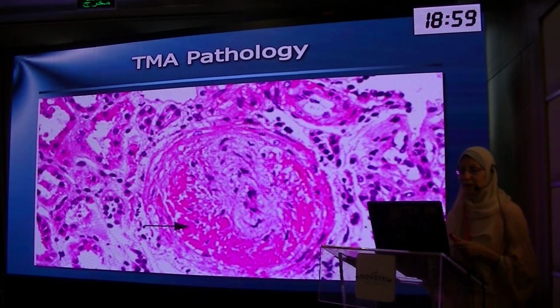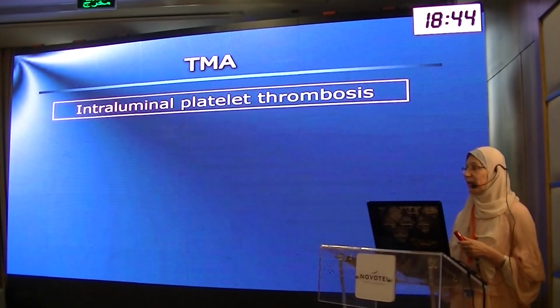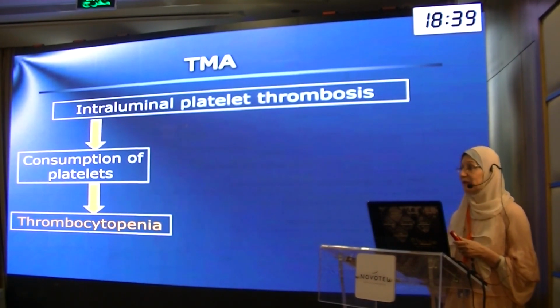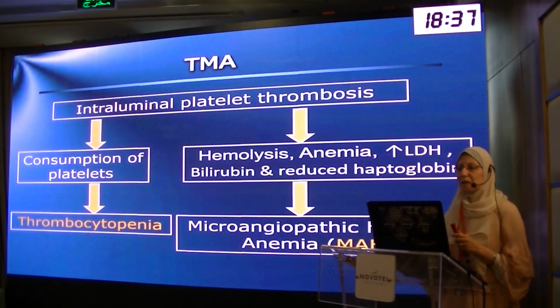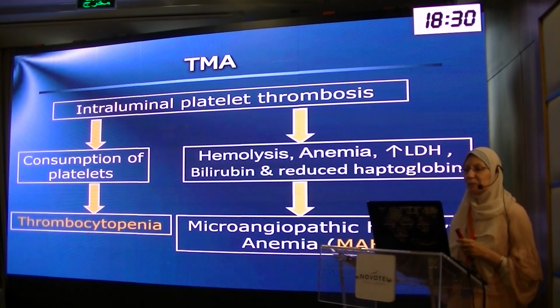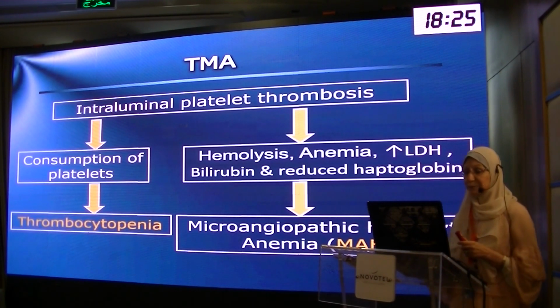And you can have platelets and fibrin, you can have variation from endothelial swelling to complete cortical necrosis, and of course, when there is narrowing of the lumen, there's going to be ischemia of the organ up to complete cortical necrosis. So when you have intraluminal platelets and fibrin, you have consumption of platelets and thrombocytopenia, and also with the flow in this partly occluded part and the shear stress, there's going to be hemolysis with anemia, increase in LDH, bilirubin, and reduced hemoglobin, which is the microangiopathic hemolytic anemia.